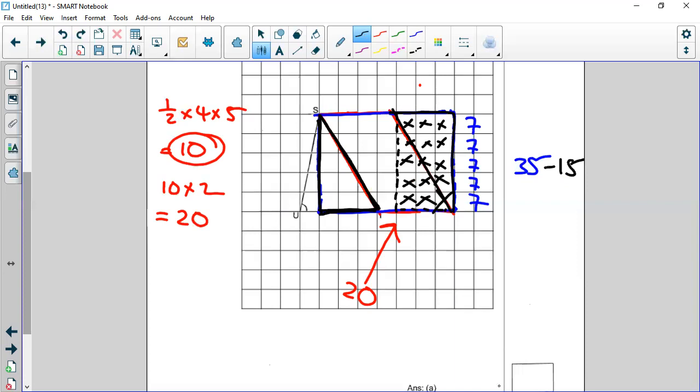So this parallelogram must be made of how many squares? It must be 35 minus 15, which is 20. So finally, you have drawn a parallelogram that is twice the area of a triangle. That's how you draw this parallelogram. At first, when we drew it, it was not twice, so you have to fatten it.